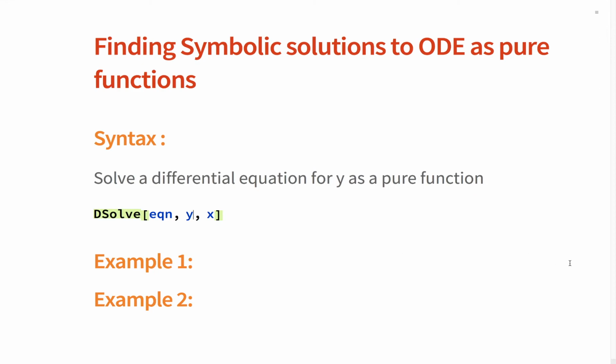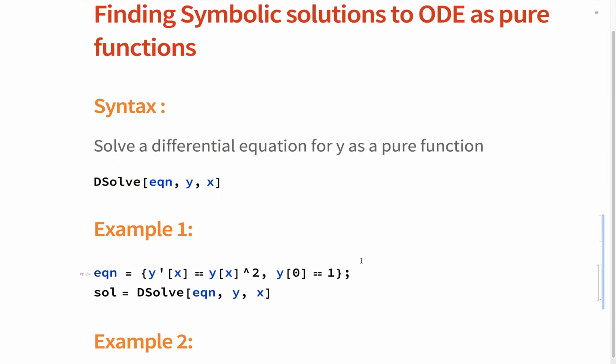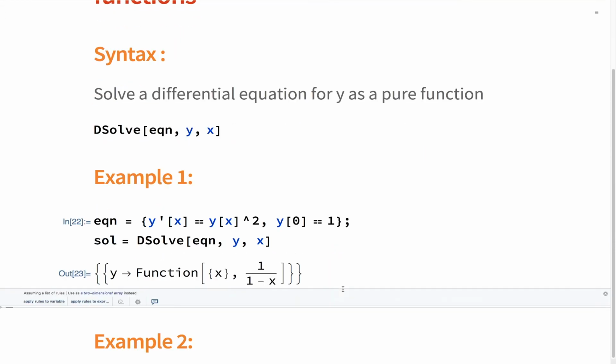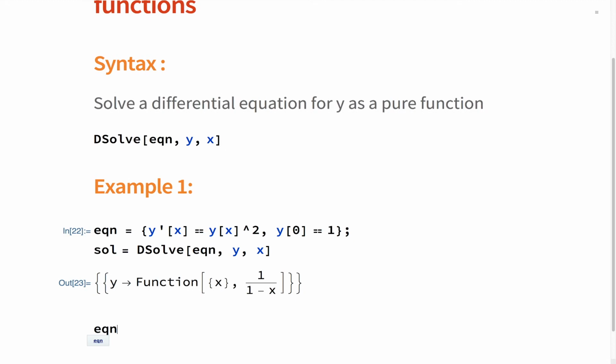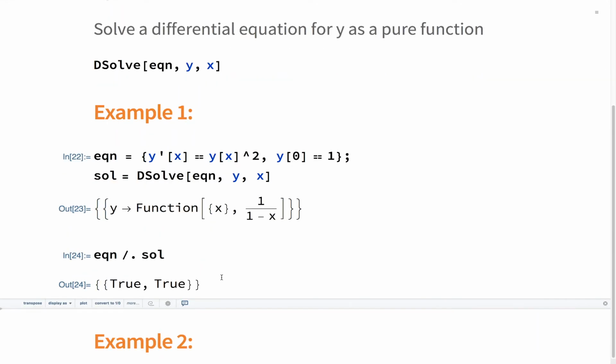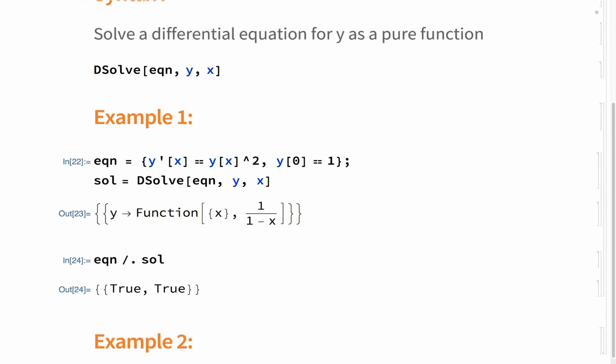So we can see it in an example. So we have an equation with some initial value condition, and now you see we get the result as a pure function. And once we have this as a pure function, we can get the equation and then check whether it is true. And we can verify the result. So both are true in this scenario. Let's take another example.